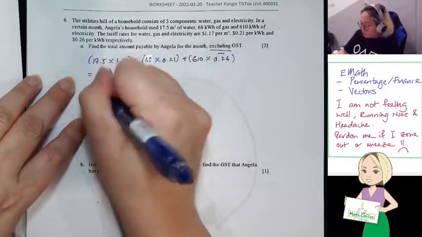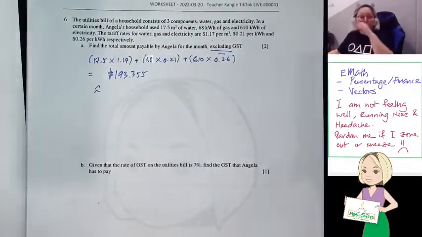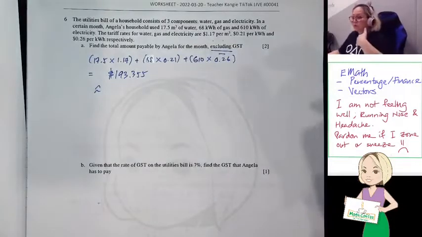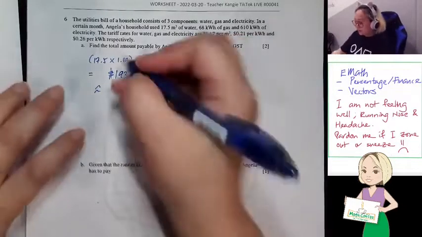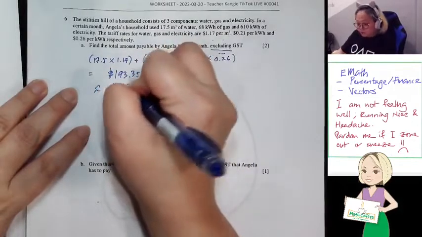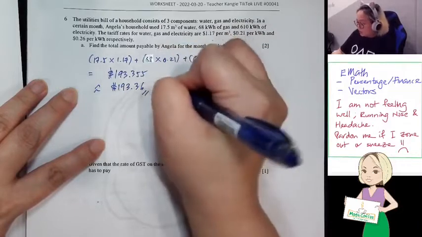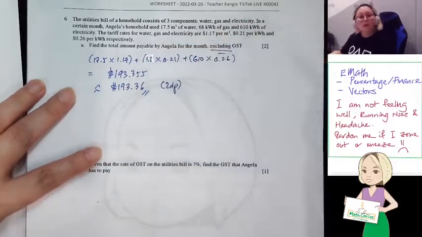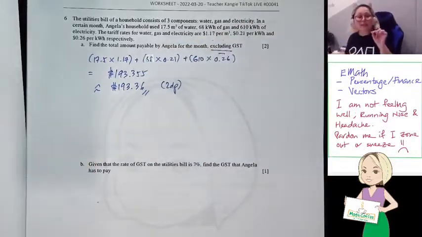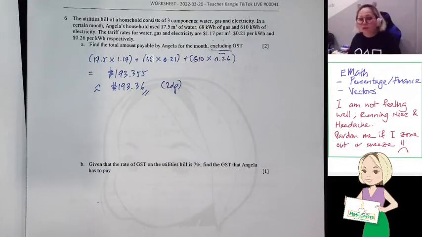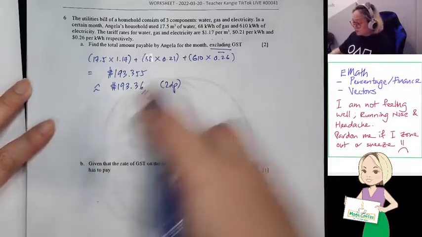193.355. So for money, if they never say round off to the nearest dollar, it means round off to the nearest cents, which is 2 DP. So it is actually 193.36, 2 DP. Or nearest cents. Nearest cents is 1 cent, 0.01, so actually it's also 2 DP. It's the same meaning. So this is for part A.